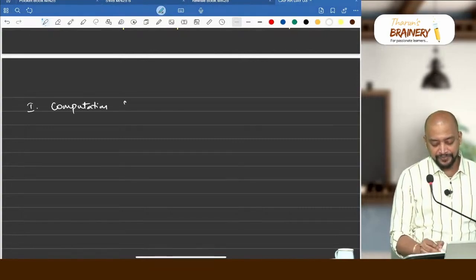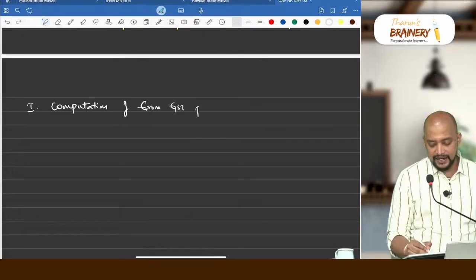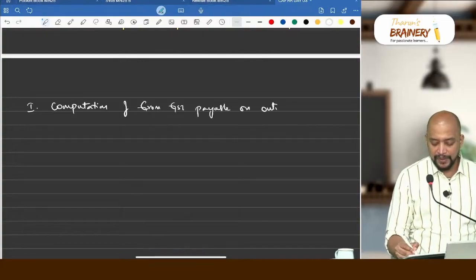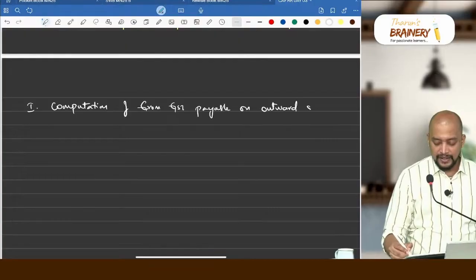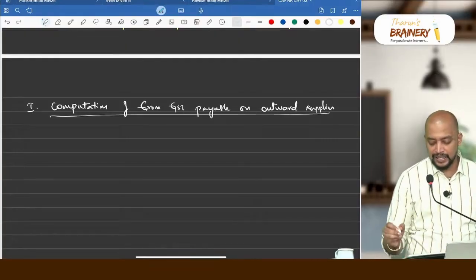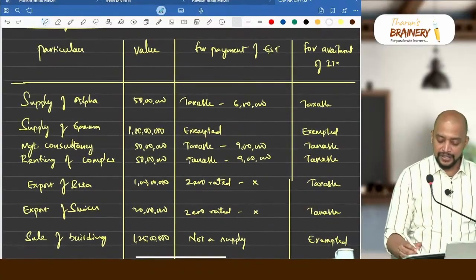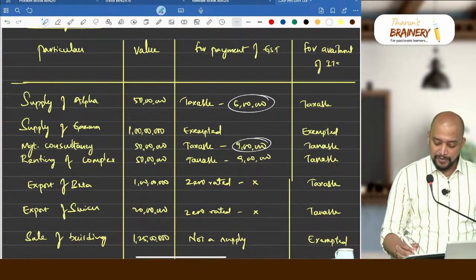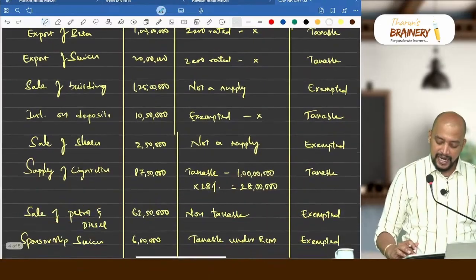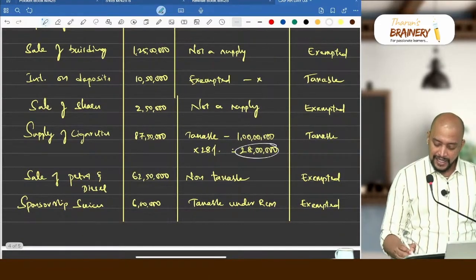Computation of gross GST payable on outward supplies. What is that gross GST payable on outward supplies? Here we already did the computation. Just take that 6 lakhs plus 9 lakhs plus 9 lakhs plus 28 lakhs.